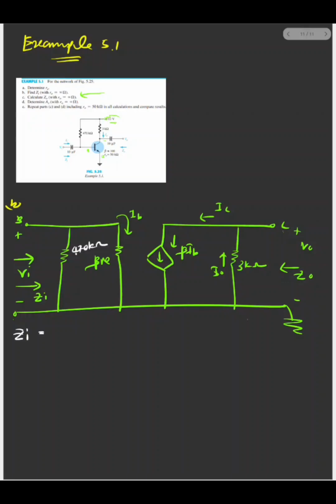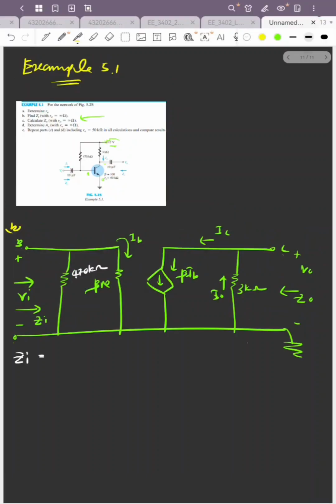So beta RE is 1.07 kilo ohm. I taught you how to determine the beta RE in the previous video. You can see that video as well if you want. 1.07 kilo ohm. So Zi is directly parallel to these two points. Zi is equal to the 470 kilo ohm in parallel with 1.07 kilo ohm.